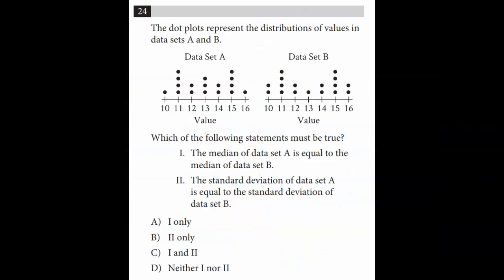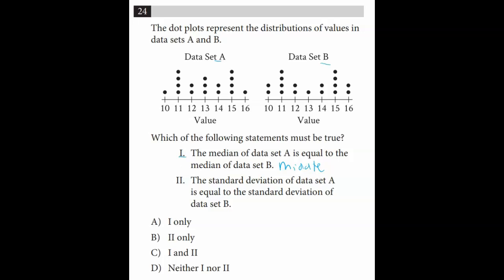All right, number 24. The dot plots represent the distributions of values in data sets A and B. So, looking at data set A and B, which of the following statements must be true? All right, let's look at the first one. The median of data set A is equal to the median of data set B. When I see median, I like to think middle, because we have mean, median, and mode. So median being middle, mode being most, and mean being the average. And that's kind of how I remember what they mean. So we're looking for the middle value in this data set.